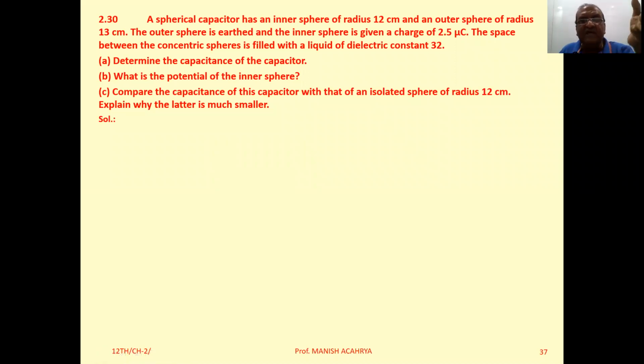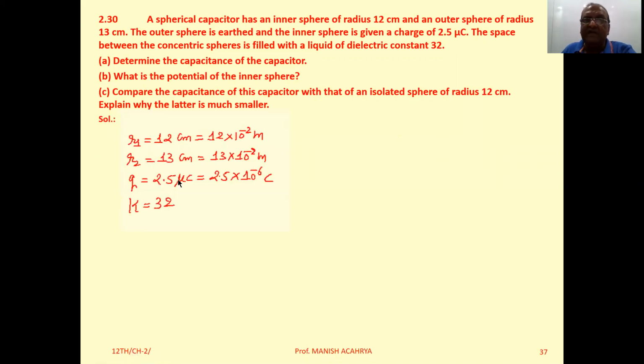Now this one is the case of spherical capacitor, and we already derived the equation for the capacitance of spherical capacitor. See here, inner radius is 12 centimeter, so that is 12 into 10 raised to minus 2 meter. Outer radius is 13 centimeter, that is 13 into 10 raised to minus 2 meter.